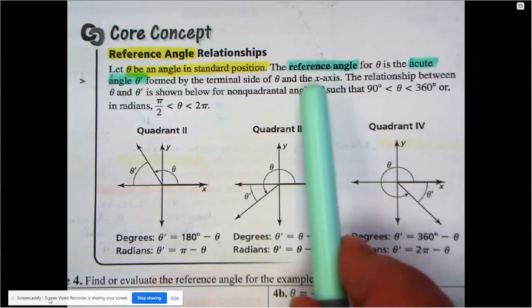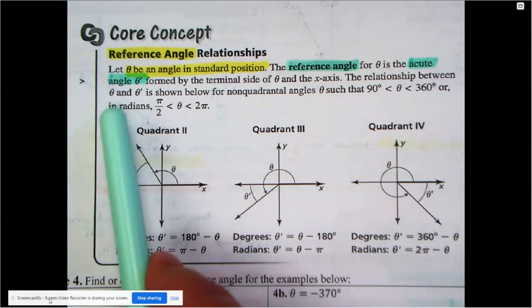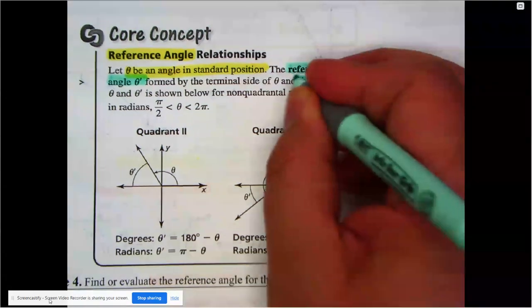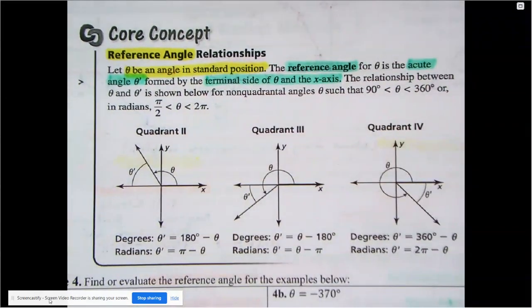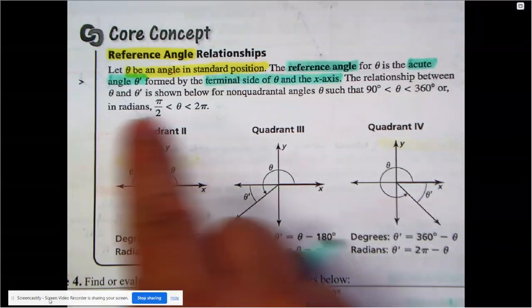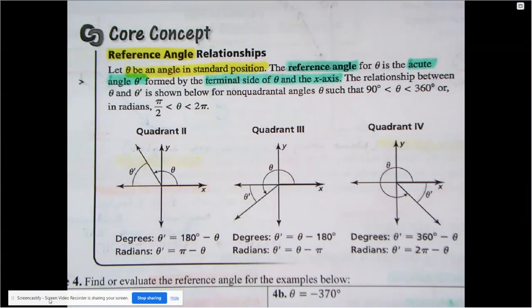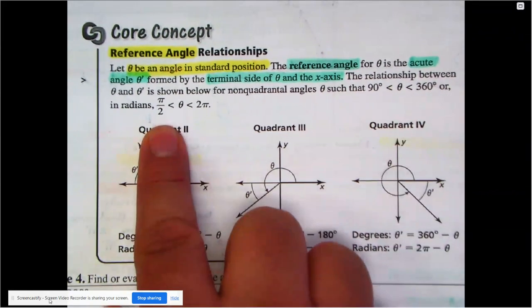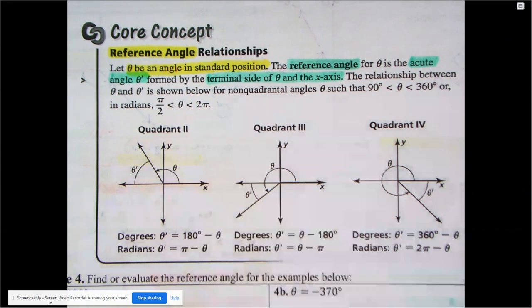And it says the reference angle for theta is the acute angle formed by the terminal side and, so here's the key, the x-axis. A reference angle needs to make contact with the x-axis only, never the y-axis. And then it says the relationship between theta and theta prime is shown below for non-quadrantal angles, theta, such that theta is between 90 and 360, or in radians between pi over 2 and 2 pi. Okay, so here's what they're trying to tell us.